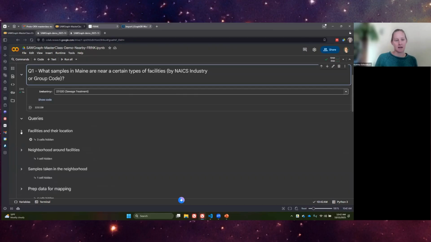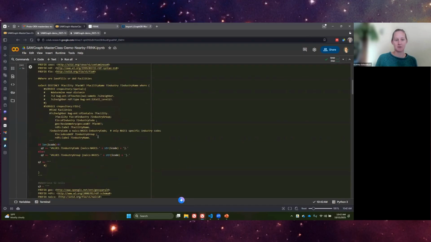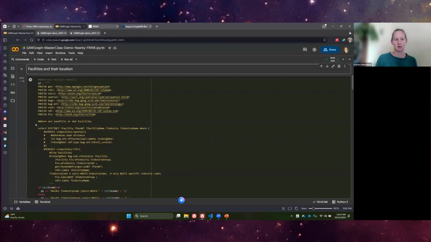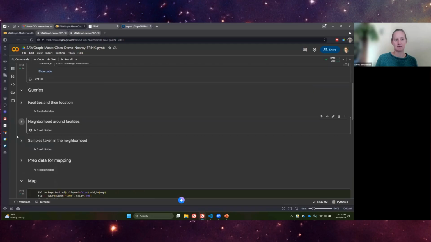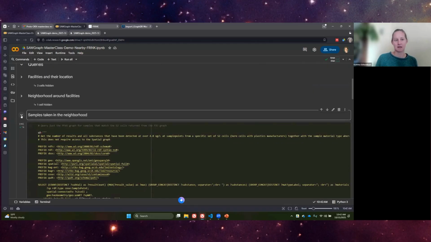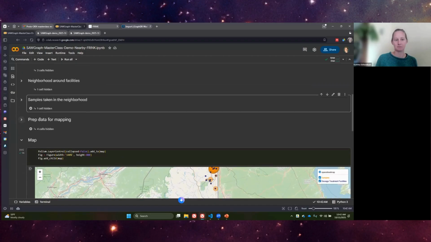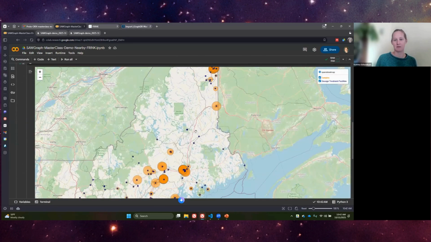And we break the queries again down into facilities and their locations. So here's the same SPARQL query. The neighborhood around the facilities, similar to what I demonstrated, and then the details about the samples taken in the neighborhood. We need to just do some quick prepping of that data for mapping, and then finally we can produce a map result of that information.